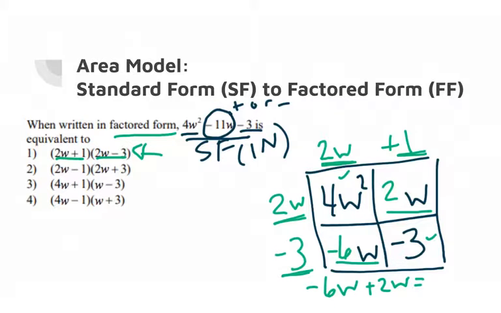So let me see. Negative 6W plus 2W is negative 4W. Now, that is not a match with my negative 11W. It has got to match up with that middle term. So it is not number 1. Let me erase this.